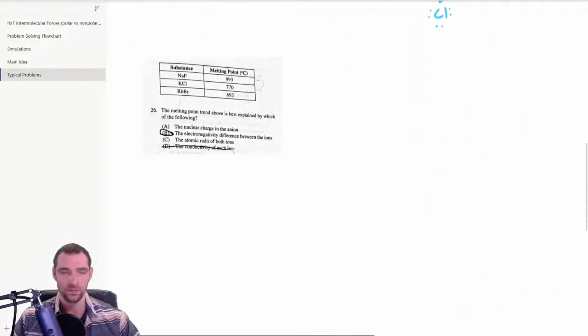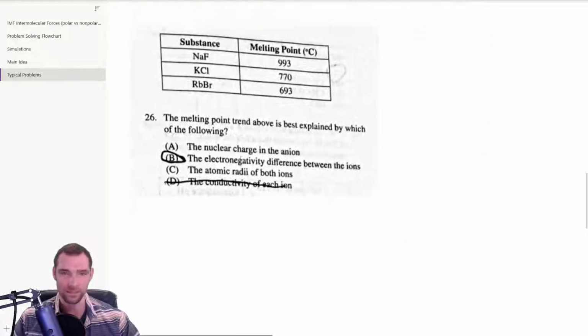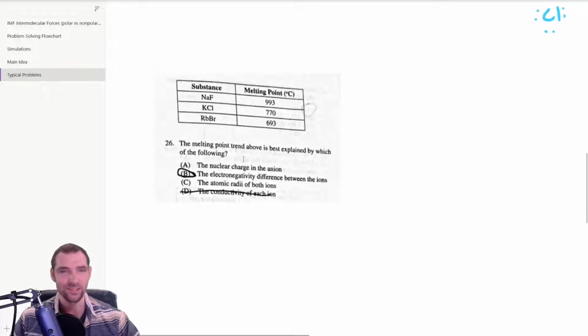So then there's also this question 26. I got this from one of my students that I tutored. That's why it's all marked up. Sorry. But you can see we've got different melting points. And these chemicals are a little bit different in terms of what atoms we have. And as you can see, NaF, that's very big.